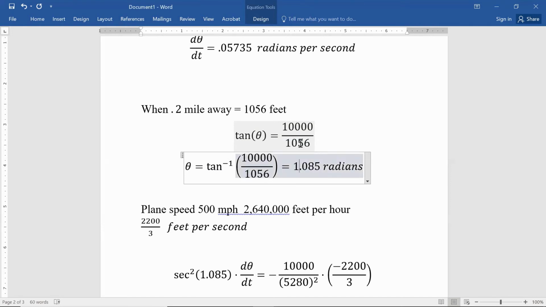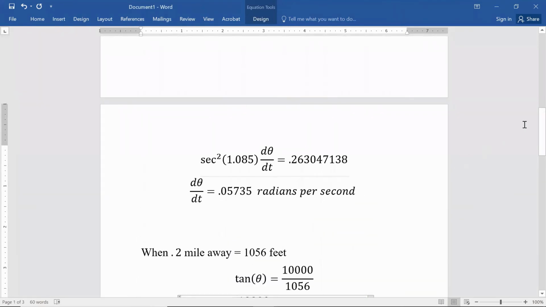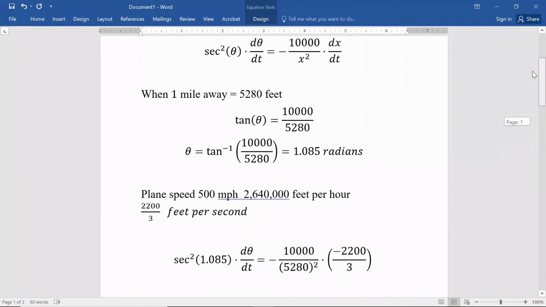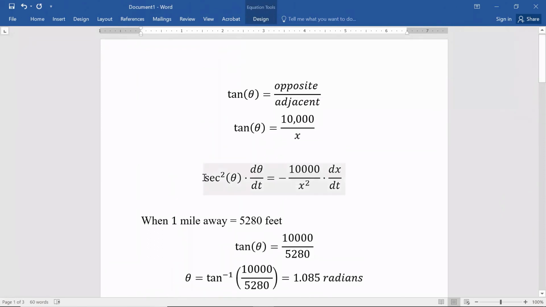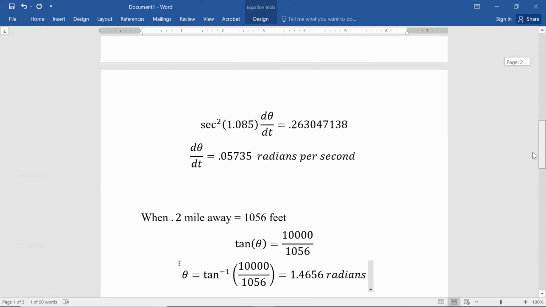That becomes tangent inverse of 10,000 feet divided by 1,056 feet. And that's about 1.4656 radians. I'm going to round that. That's perfectly fine. The plane's speed is still the same. It's traveling at 500 miles per hour, which we saw was 2,200 over 3 feet per second. So I want to plug everything I can into, remember, this formula here.